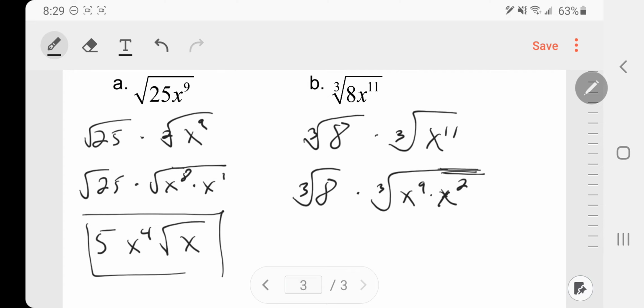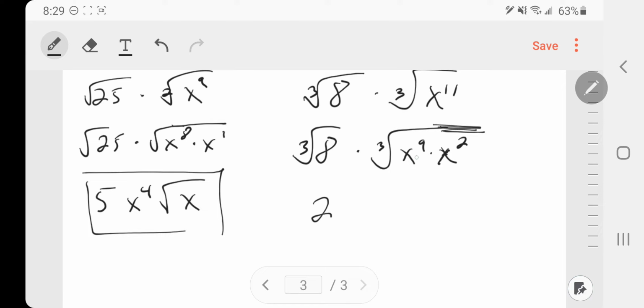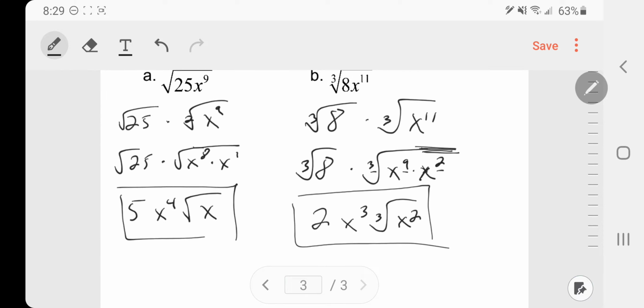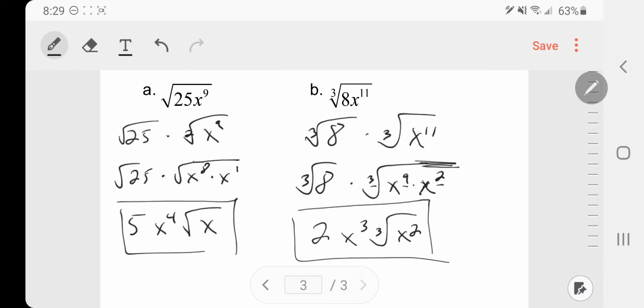Now the cube root of 8 is going to give me 2. The cube root of x to the 9th, 9 divided by 3, is going to give me x to the 3rd power. And then x squared cannot be divided by 3, so it's going to be the cube root of x squared, and that's going to stay underneath my radical. So there's a couple of examples of how to simplify these radical expressions that include variables.